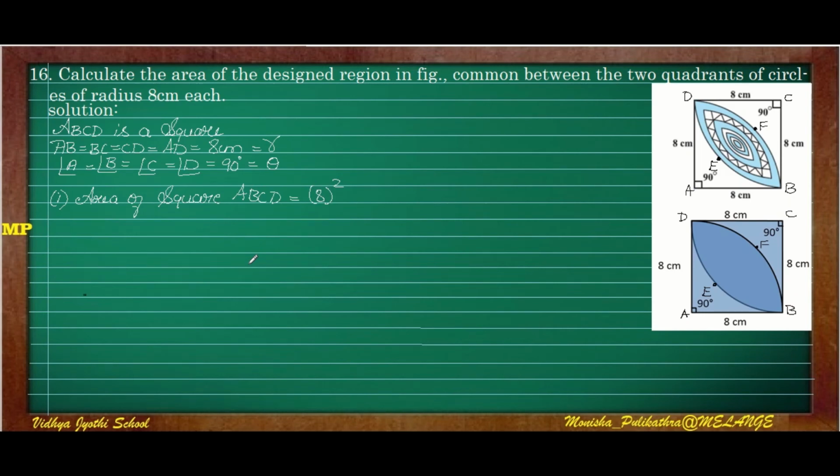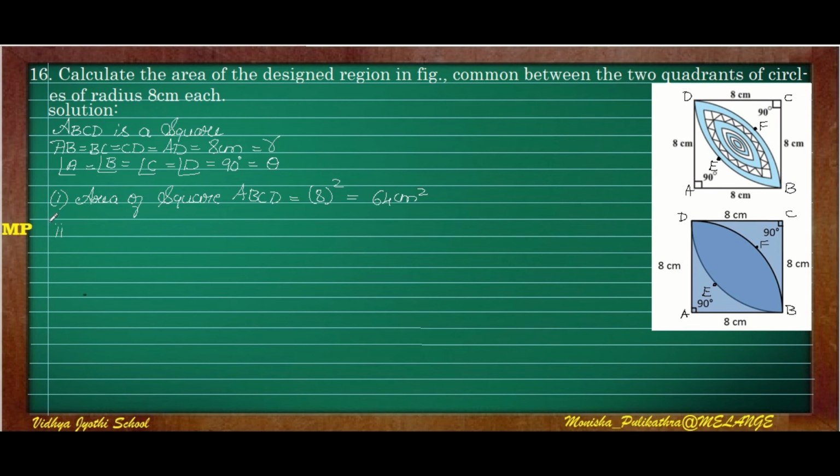So this is the last question and the last session of area related to circle. So the question is, calculate the area of the design region in this figure. So this is the design region, and here the square is of side 8 centimeter, and the side will be the radius. So here ABCD is a square with each side equal to 8 centimeter, which is considered as a radius, and since it is a square, the angle will also be equal to 90 degree, that is theta. So first we have to find out the area of square ABCD. Since side is 8, 8 square, 64 centimeter square is the area of the square.